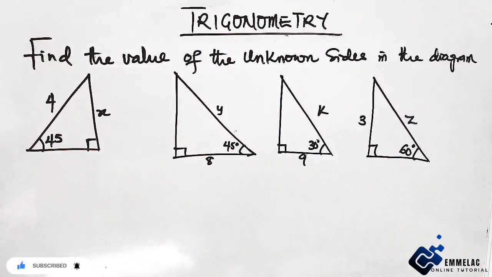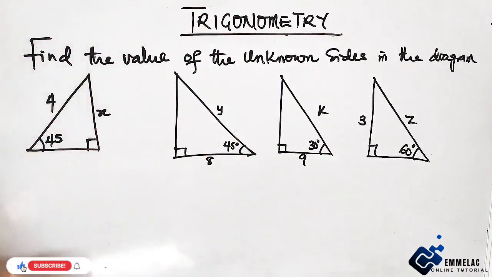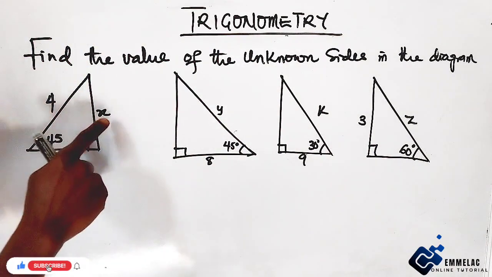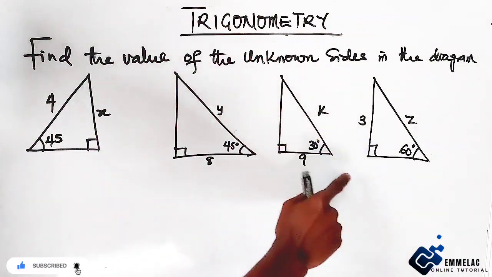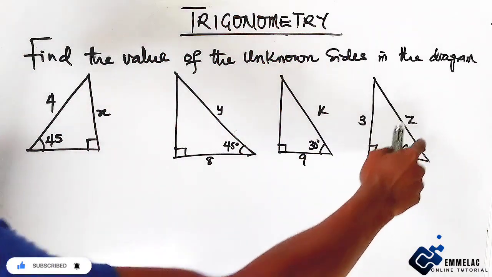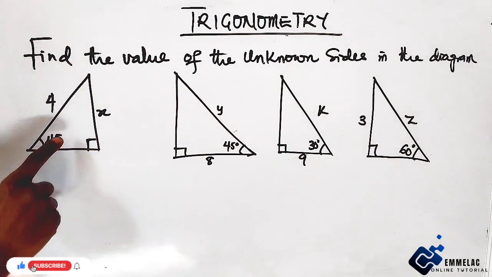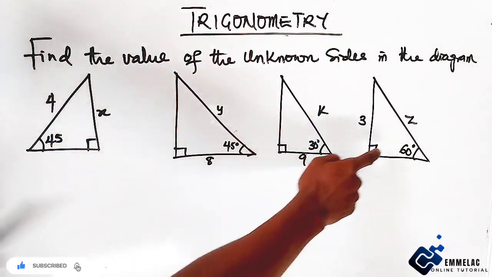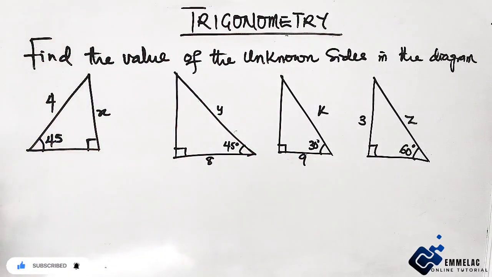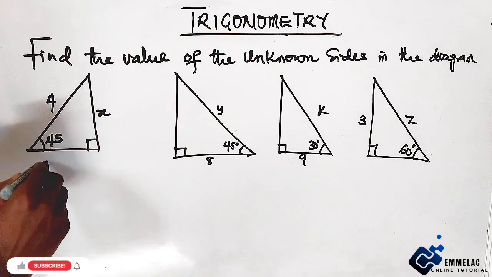Now let us solve this. You can see these are the varieties of our right angle triangle with a known size and unknown size, a known size and unknown size, a known size and a known size, and we are told to find the unknown size. Now let us recall. Before that, we have the angle 45, angle 45, angle 30 and angle 60.